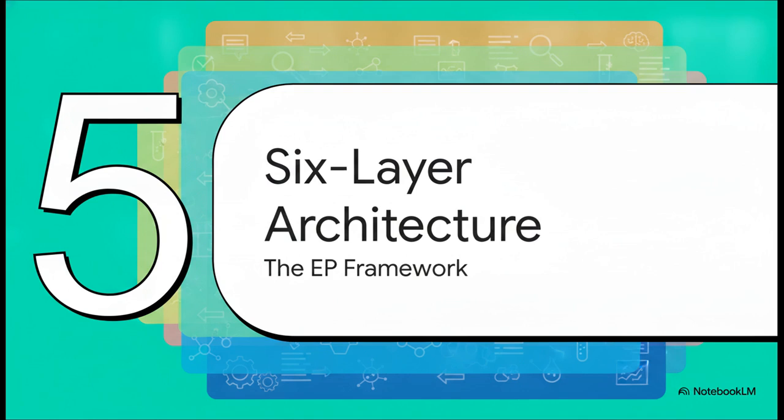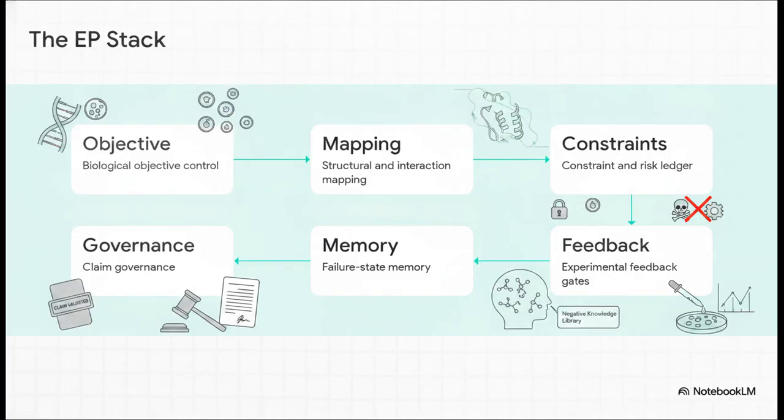Section 5, the 6-layer architecture. This is a really clean, practical stack designed for top-tier science. Layer 1 defines the biological objective, the disease mechanism itself. Layer 2 handles the structural mapping. Layer 3 tracks the constraints and risks, like toxicity. Layer 4 brings in the wet lab experimental feedback. Layer 5 stores those failure states we just talked about. And Layer 6 strictly governs the final claim. It literally prevents a basic computational result from being overhyped as a medical breakthrough. It's the whole shebang, a complete protocol.